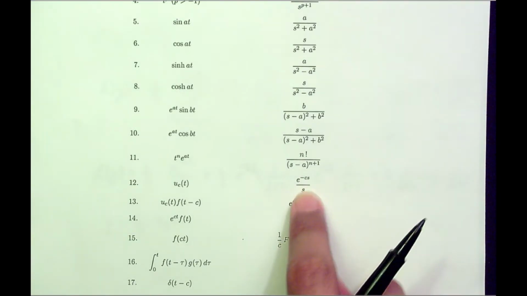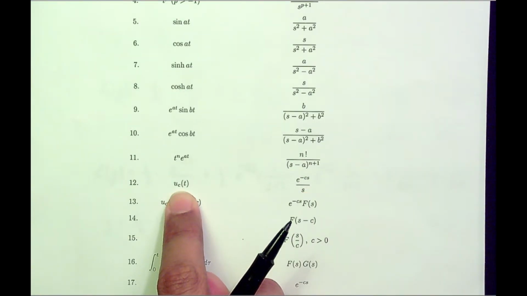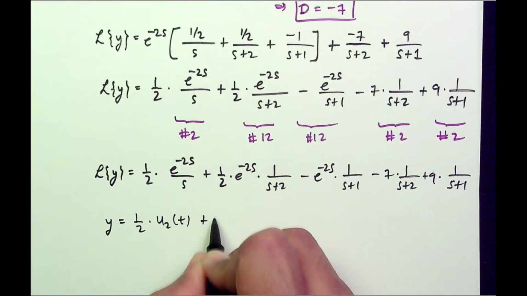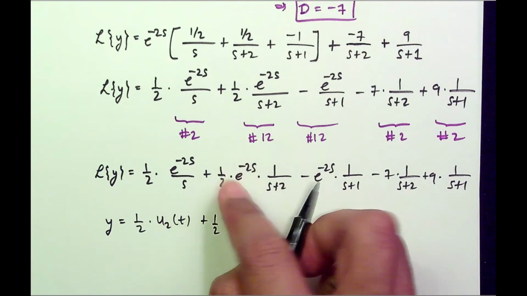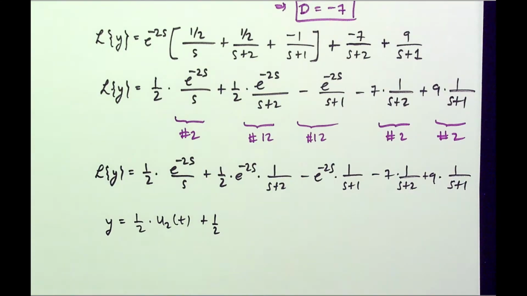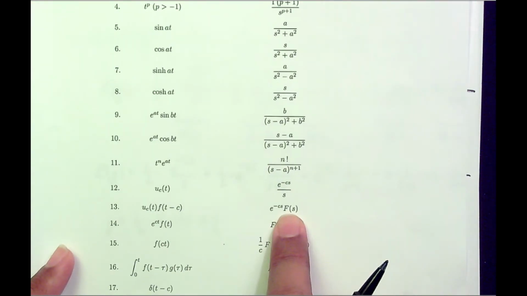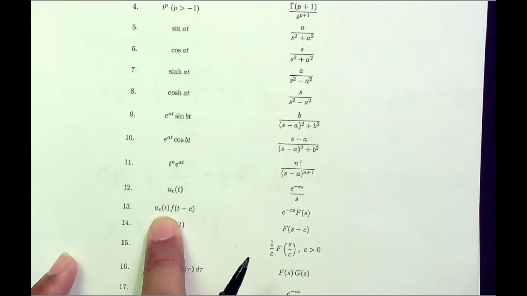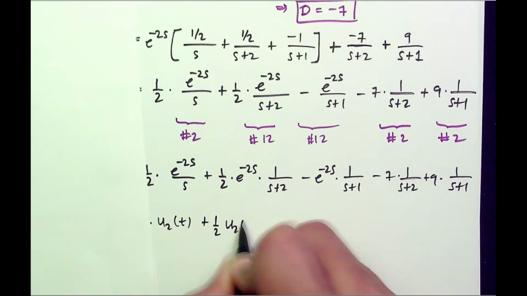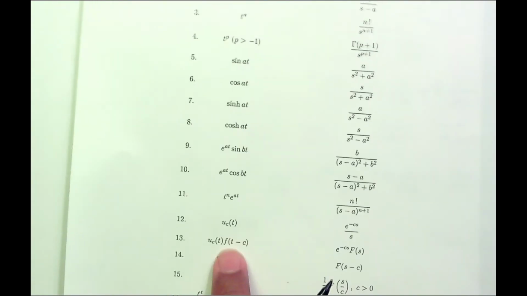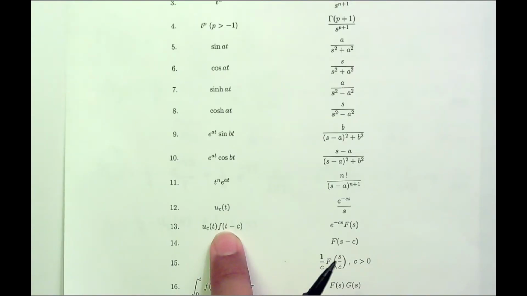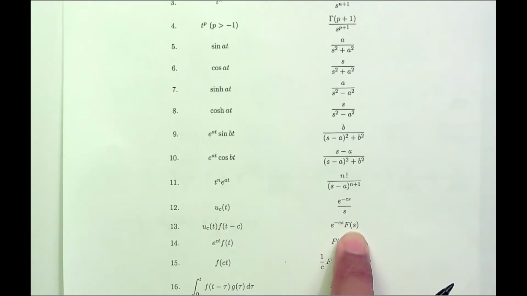This one, u2, c equals 2, plus 1/2. And now this one is going to be this. So where c equals 2. C equals 2. So it's going to be u2 times this, which is the little f, so that's the inverse Laplace of the function right next to this.